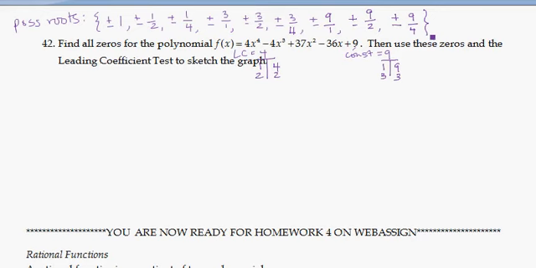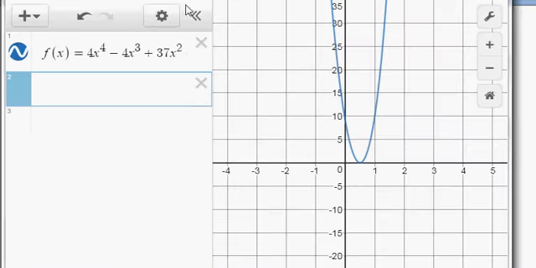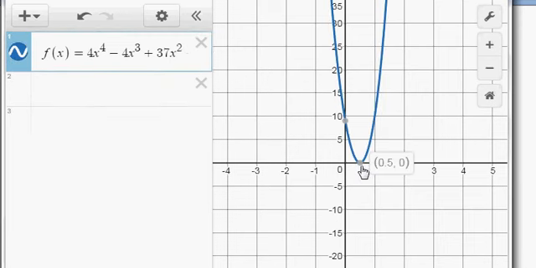Now to find out which ones might actually be roots, we go to Desmos. And when I do that, I actually see that it looks like there's only one zero, and it's happening at 0.5. Now it does have multiplicity, something even. Okay, so we're going to use that fact.